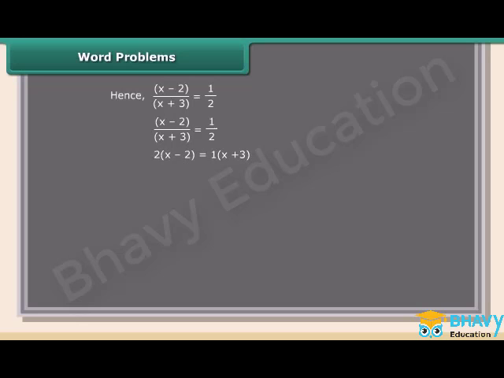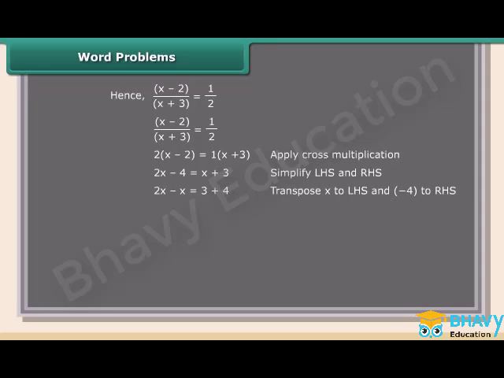2 into (x - 2) is equal to 1 into (x + 3). Apply cross multiplication. 2x - 4 = x + 3. Simplify LHS and RHS. 2x - x = 3 + 4. Transpose x to LHS and -4 to RHS. x = 7.